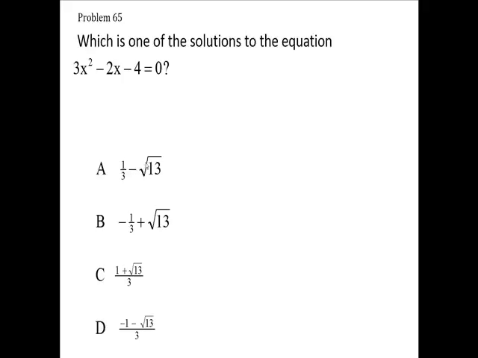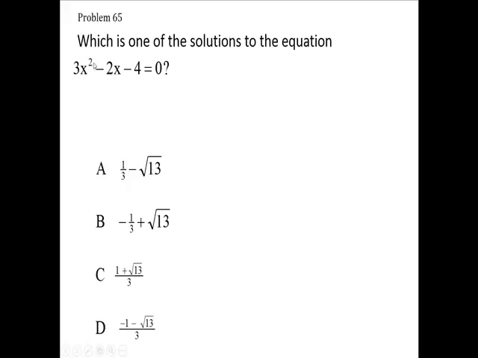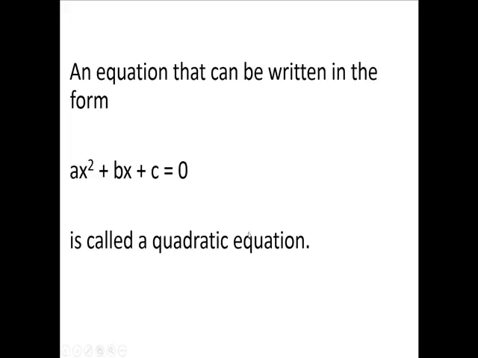Which one of these four answers is a solution to this equation here? Now notice all four of them have a square root in there, which tells me, if I get one like this, I've got to use the quadratic formula. This is a quadratic equation because it has an x squared in it, so we have to use the quadratic formula.